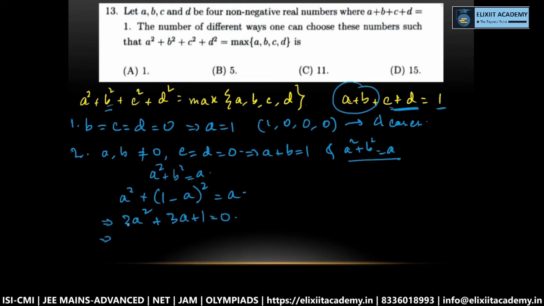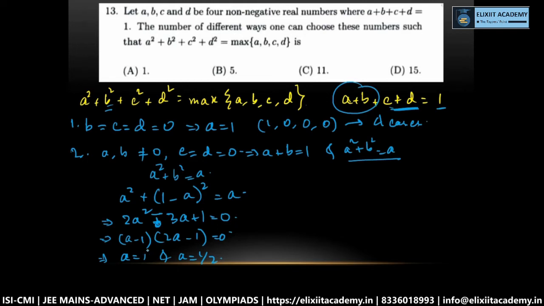Which means A minus 1 and 2A minus 1 is equal to 0, right? Clear with this? Sorry, this is minus 2A square minus 3A plus 1. If you factorize this, it is A minus 1 and 2A minus 1, which means A is equal to 1 and A is equal to half, right?